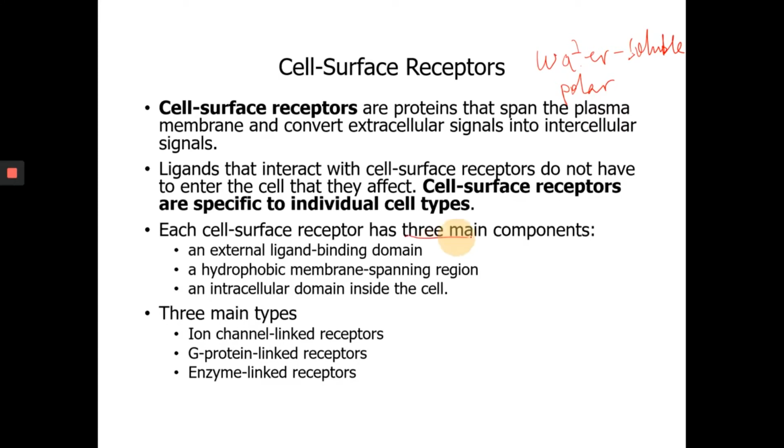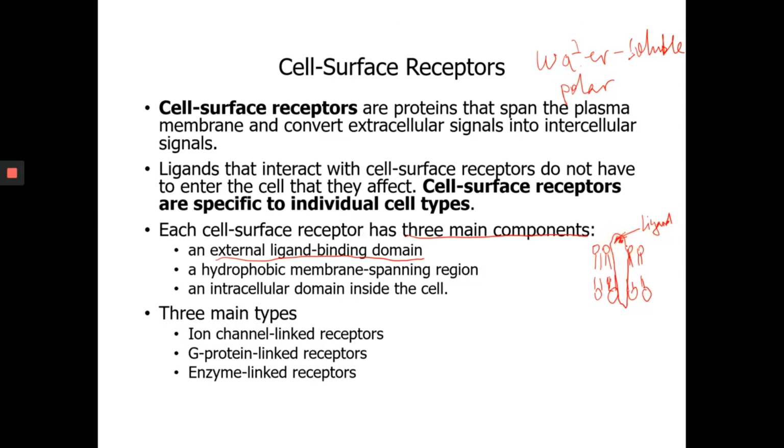This part, the three domains, you don't have to memorize. Just be familiar with it. There are three main components. This is the cell membrane, the phospholipid bilayer. Let's say you have a cell surface receptor right here. The part facing the exterior of the cell, in the extracellular space, is the external ligand binding domain. The ligand is going to bind to this area right here.